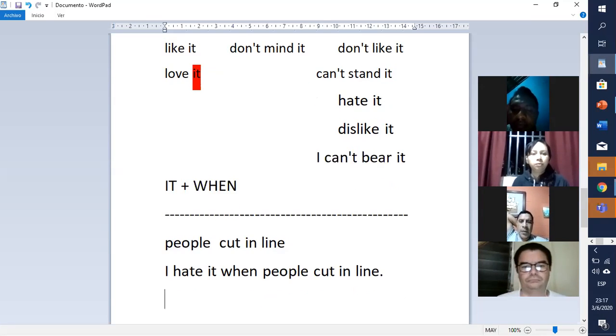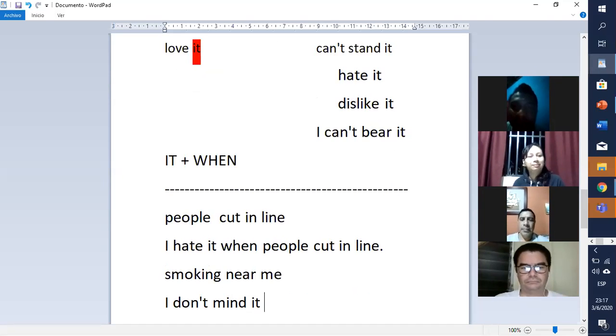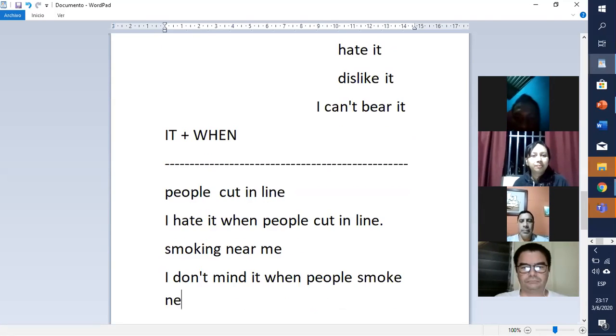Okay, let's see another situation. People smoking near you. How do you feel about that? Hey, I love when people smoke near me. Thank you. Somebody said I love it. I don't mind it. I hate that. Okay, we're going to say I don't mind it. Who said I don't mind it? Because I also smoke. I don't mind it. So I don't mind it when people... Of course, I also smoke, so I don't mind it when people smoke near me, right?